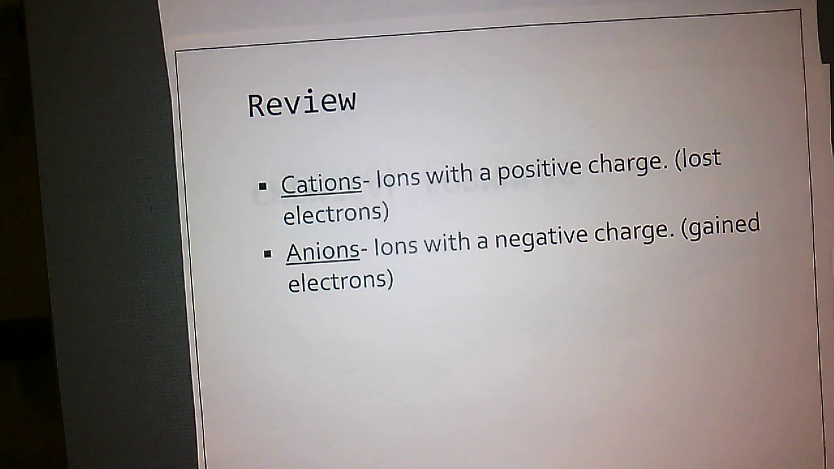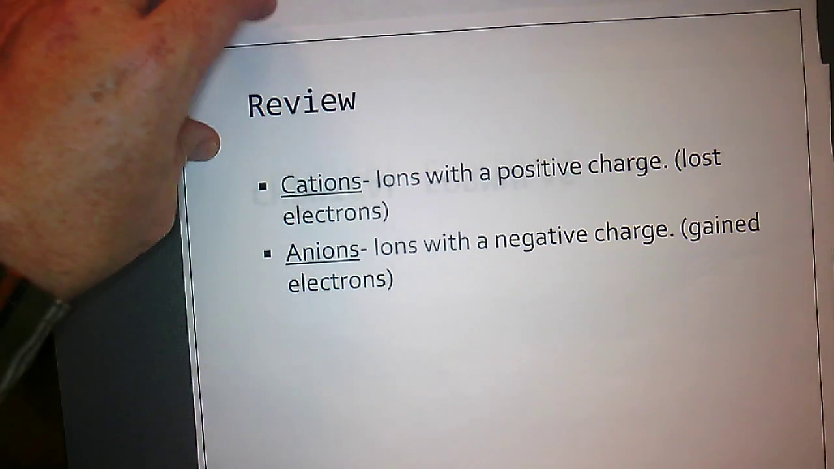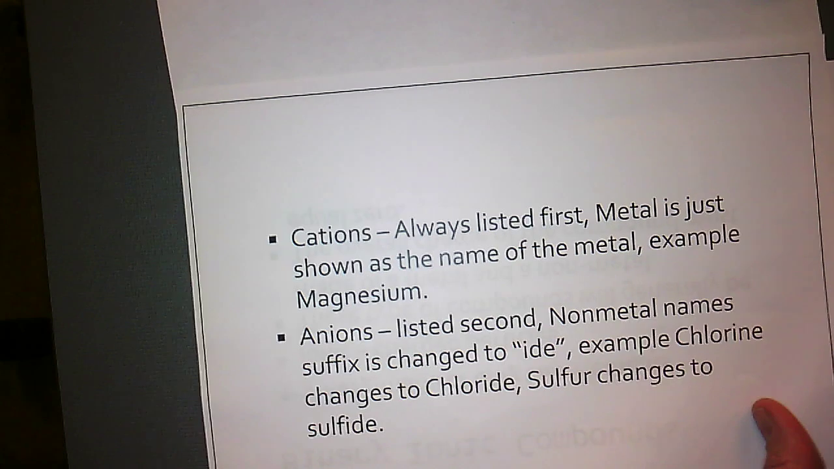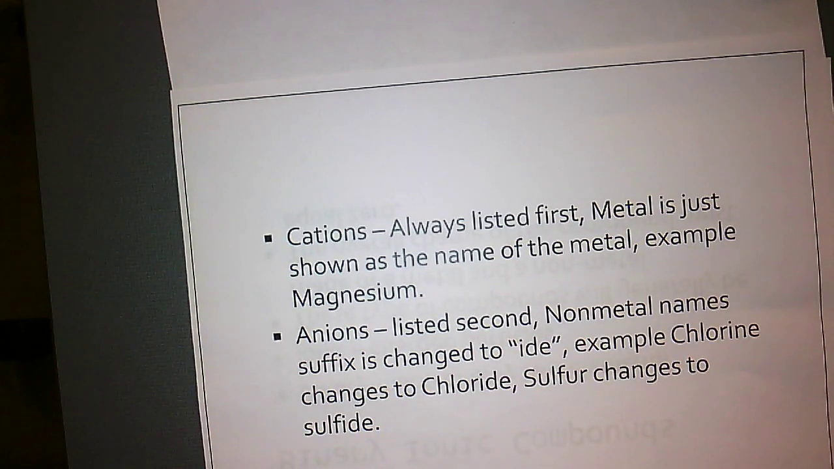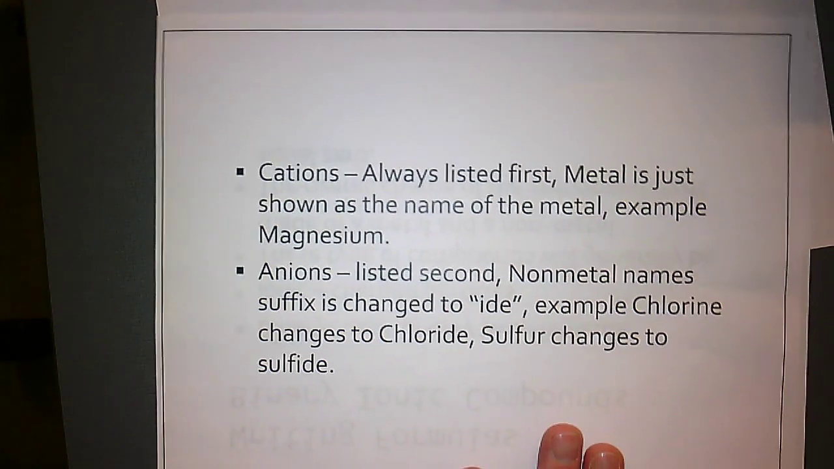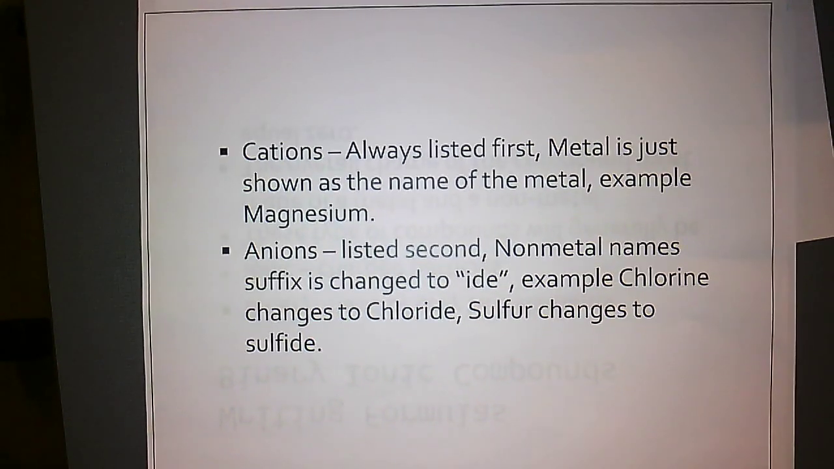So this is kind of new stuff, going along with the cations. They are always listed first in a compound that's ionic, and they will write the name as the full name of the metal. So an example like magnesium or barium or whatever.